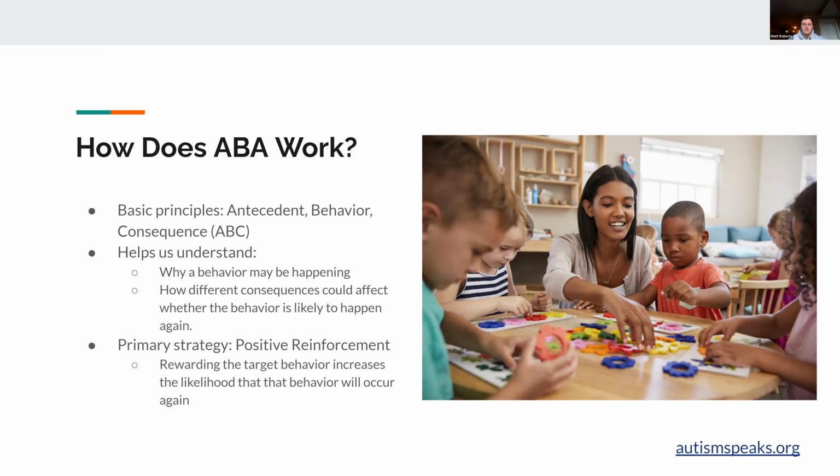And in using consequences for behaviors, the primary strategy that we implement is positive reinforcement. That is rewarding the target behavior to increase the likelihood that that behavior will occur again.